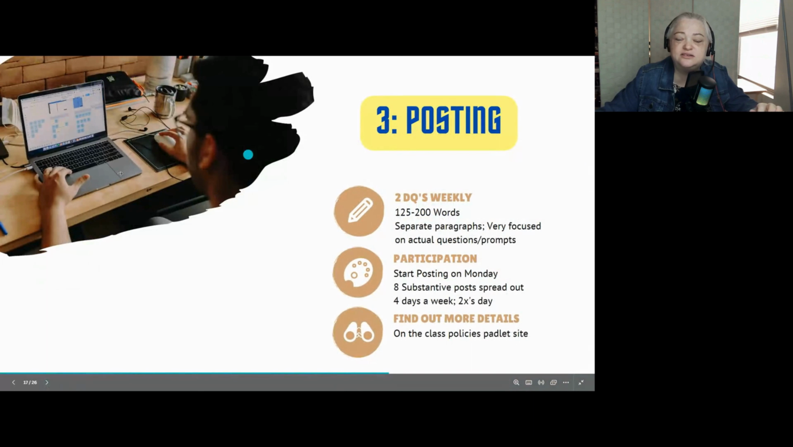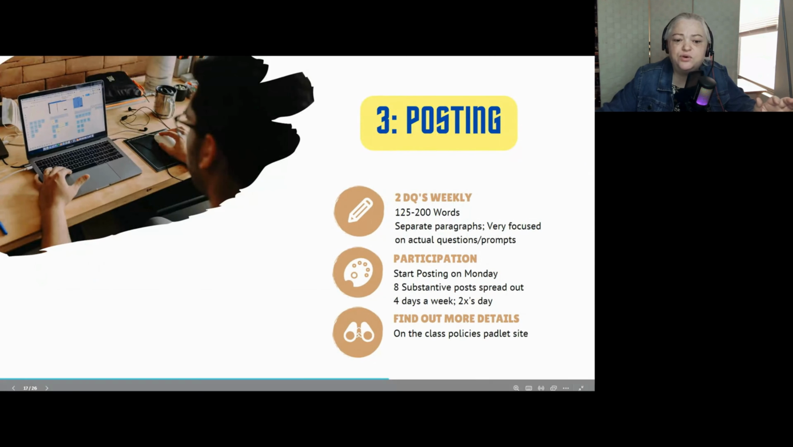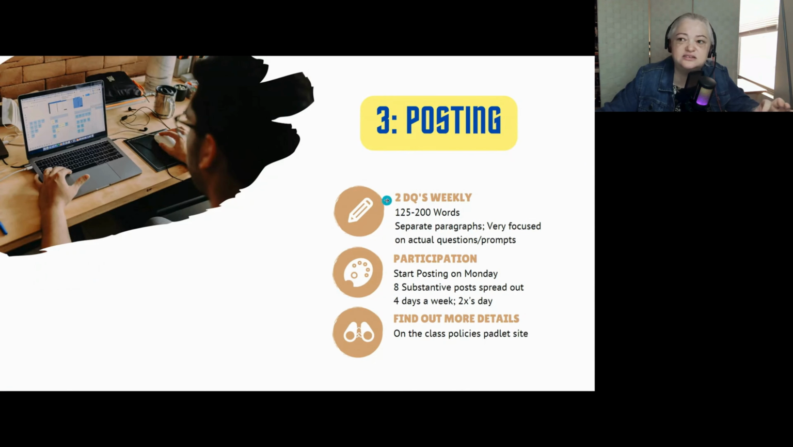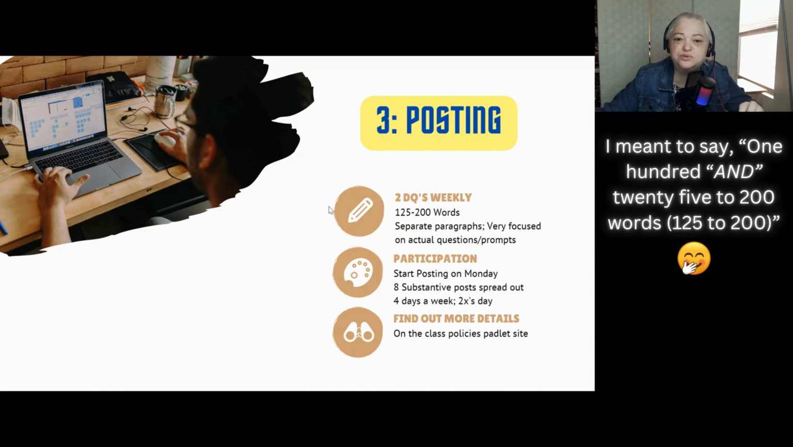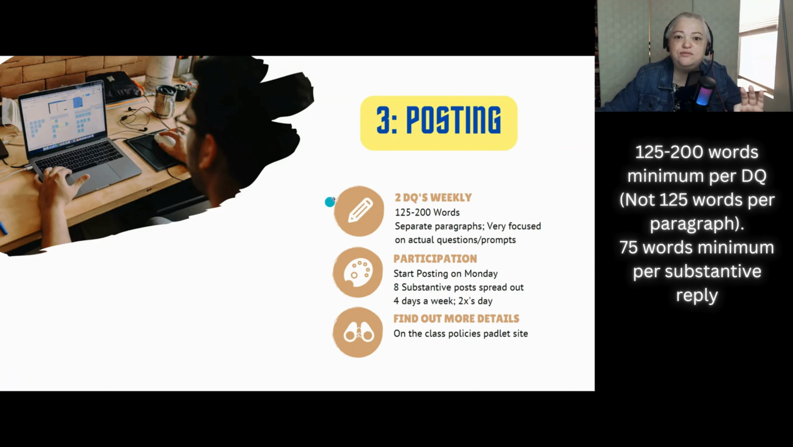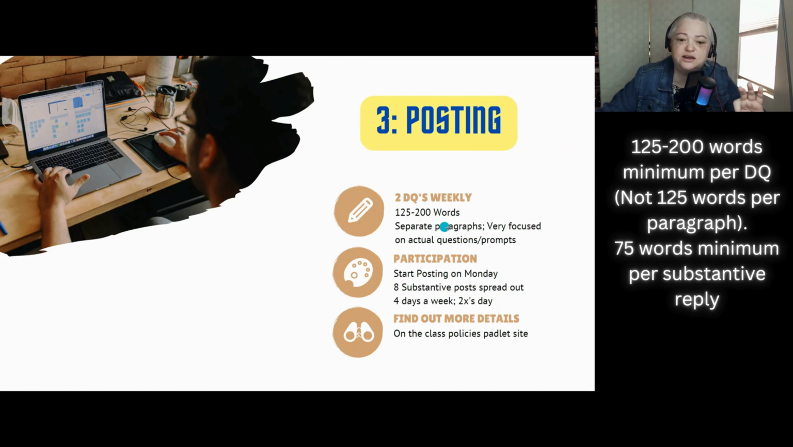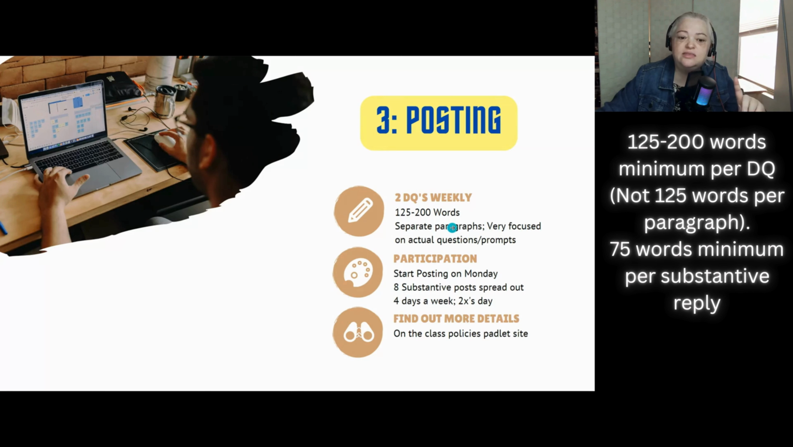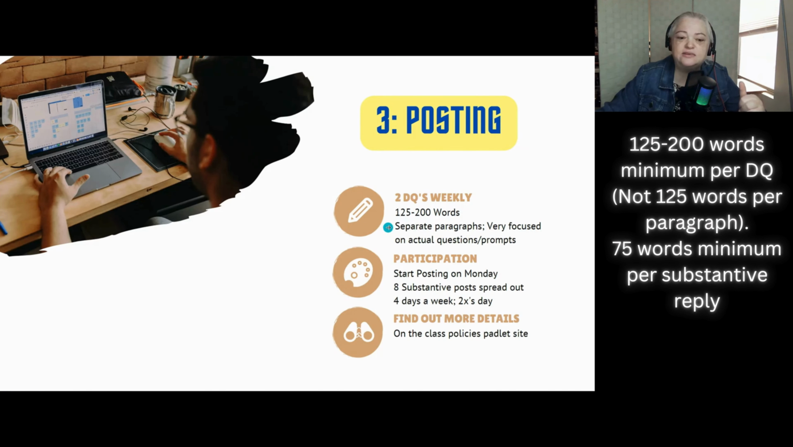Let's move right along to number 3, posting. For DQ posts, that's the discussion question, you have those 2 weekly. Keep it 125 to 200 words. Try to keep it limited to that. If there is more than one question included in the DQ, then you need to answer each part in a separate paragraph. This keeps it clear, focused, and it's good practice for concise academic writing.